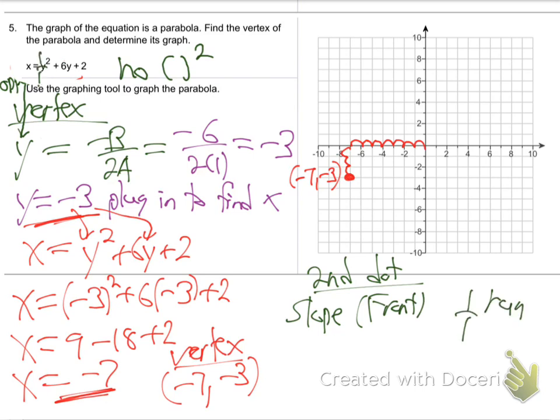Remember, it's upside down when it's going sideways. It's run over rise, but I guess it doesn't matter. They're both just 1. So, again, it's right 1, up 1. There we go. There's our second dot. Connect the dots. That one's going to the right.